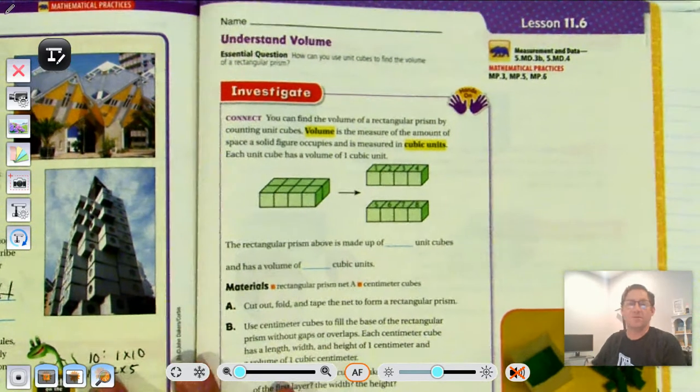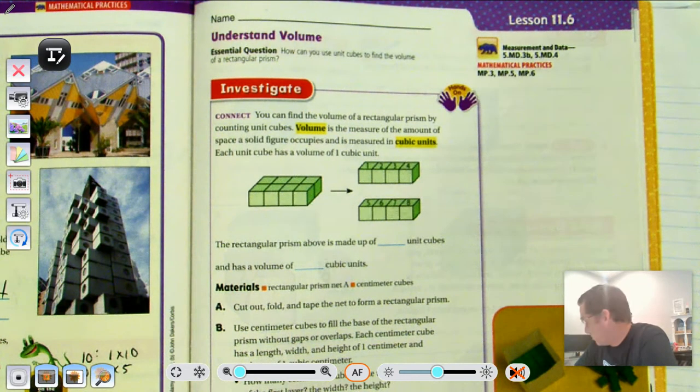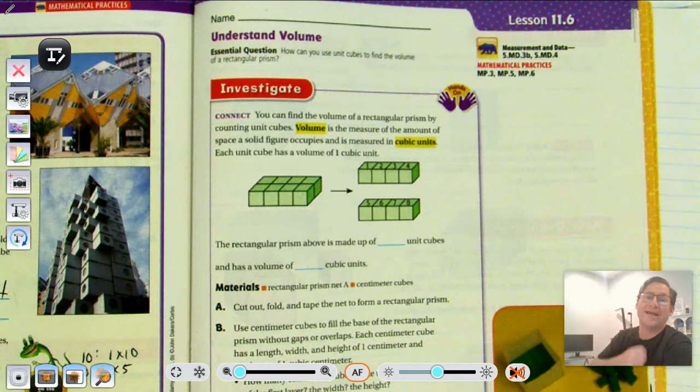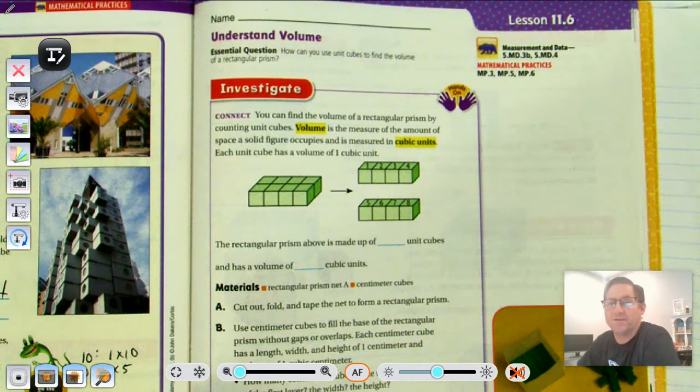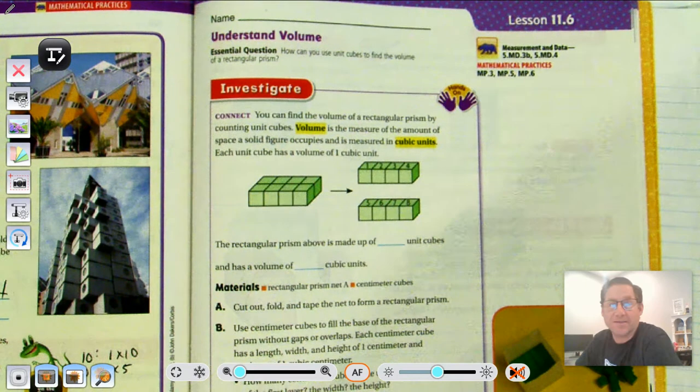Hello, everybody. So we're going to continue our discussion of volume in lesson 11.6. We're on page 487 of the fifth grade Go Math textbook. And our essential question is, how can you use unit cubes to find the volume of a rectangular prism? We sort of talked about that in the last lesson, but we're going to continue that discussion.